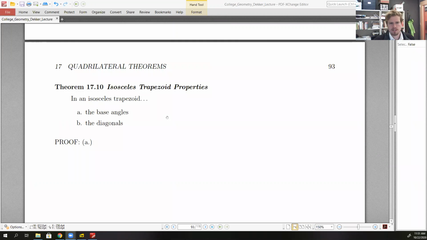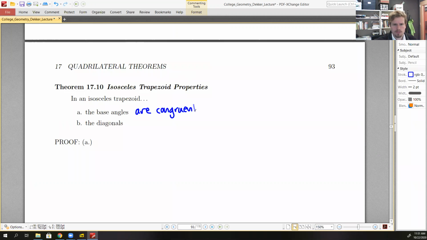So theorem 17.10, the isosceles trapezoid properties. In an isosceles trapezoid, the base angles are congruent and the diagonals are congruent. All right, so let's consider an isosceles trapezoid.